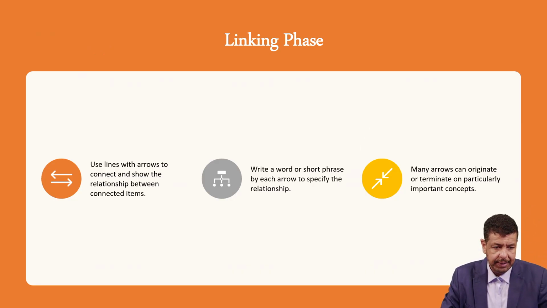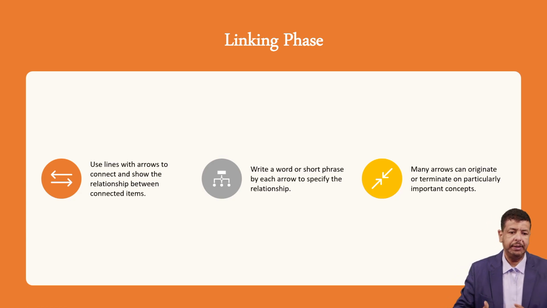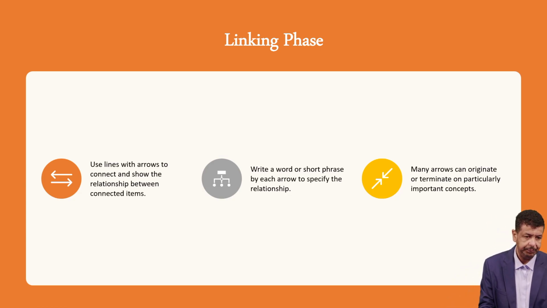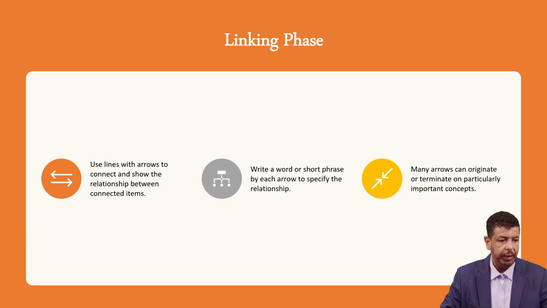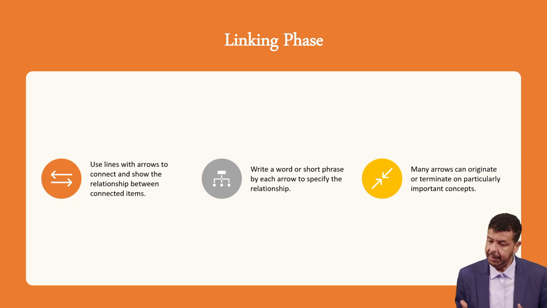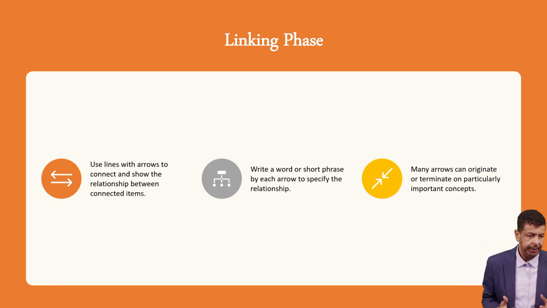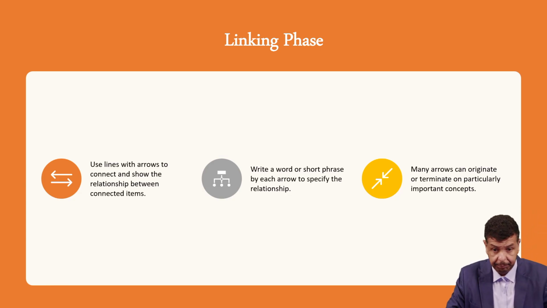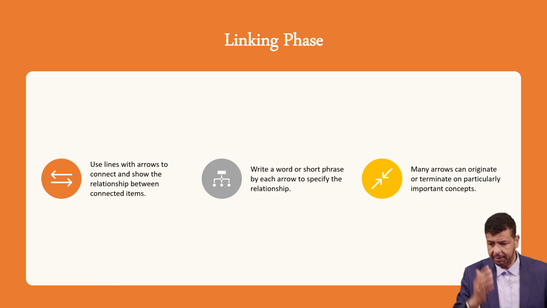You should use lines with arrows to connect and show the relationship between the connected items. You should write a word or short phrase by each arrow to specify this relationship. And many arrows can originate or terminate on a particular important concept. We'll go to the revising steps.